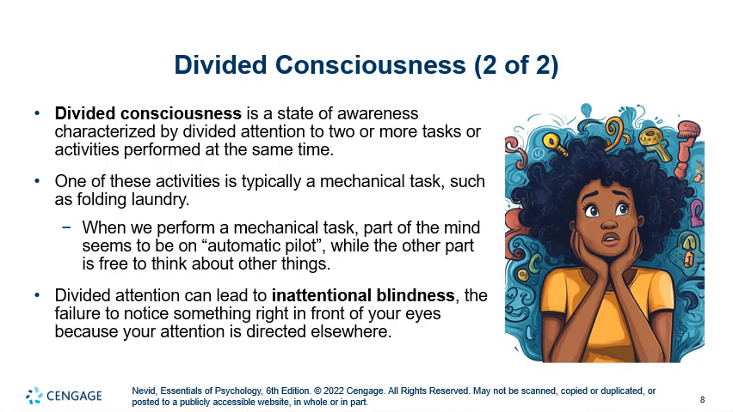We looked into drifting consciousness. Now let us review divided consciousness. Divided consciousness happens when we simultaneously perform two different activities, each demanding some level of attention. One of these activities is typically a mechanical task, such as driving or washing dishes. When we perform mechanical tasks, part of our mind seems to be on automatic pilot, while the other part is free to think about different things.